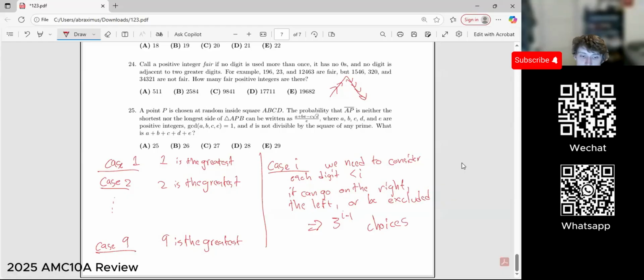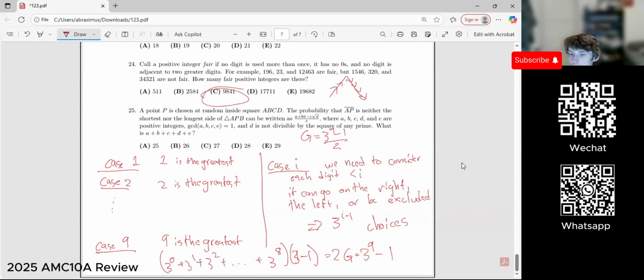And so if we sum up all the choices, we have 3 to the 0 plus 3 to the 1 plus 3 squared plus all the way up to 3 to the 8th power. This is going to be the number of fair numbers. You might recognize this as a geometric series. If we multiply this by 3 minus 1, we get twice the sum that we're looking for, but we also get 3 to the 9 minus 1. So what we're looking for is g equal to (3 to the 9 minus 1) over 2, which comes out to 9,841.